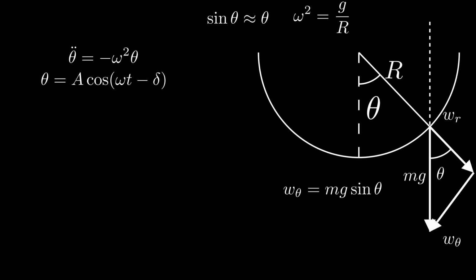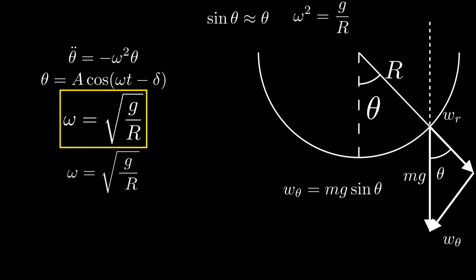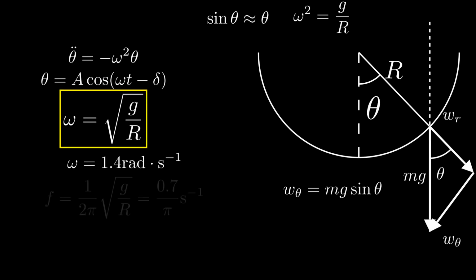We defined omega squared to be g over r earlier, so the angular frequency is just the square root of g divided by r, which in our case is just 1.4. If we want the non-angular frequency, we simply divide by 2 pi, which gives us f equals 1 over 2 pi times the square root of g over r, or 0.7 divided by pi.